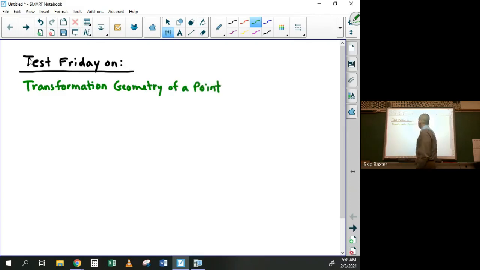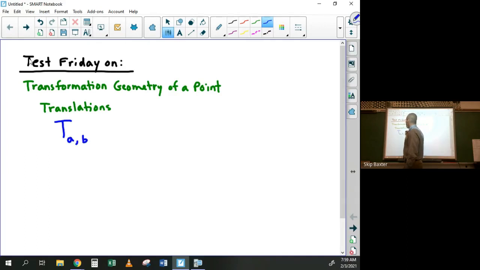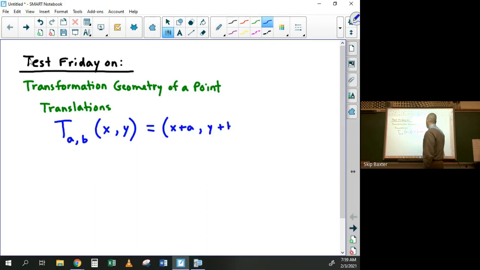And there's 4 basic types of transformations that you need to know. We started talking about translations. Okay, so if you have a translation like T(a, b), where a and b are any numbers, remember the whole idea is you just add. You add a to x, and you add b to y. This is just going to be (x plus a, y plus b). So if a or b happen to be negative, you just subtract, right? Subtract that number.